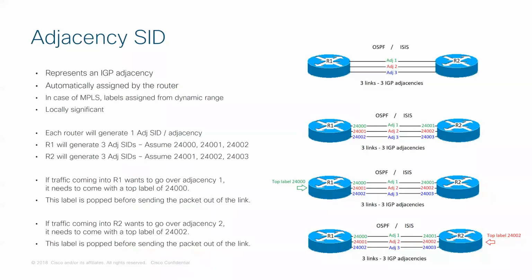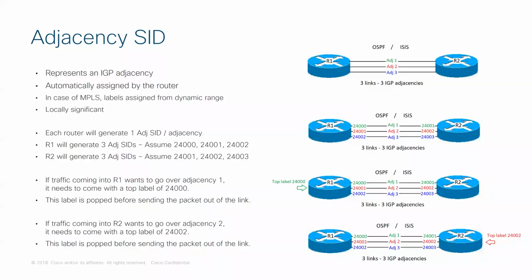Consider the fourth diagram here. Traffic comes in with top label 24,001. The reason it needs to be stripped off is, if I don't strip it off, what happens? I send the packet to R2 with top label 24,001. Then what will R2 do? R2 will send it back, because for R2, 24,001 means go here. So that's the reason, if it's an adjacency SID label and it's directly connected.